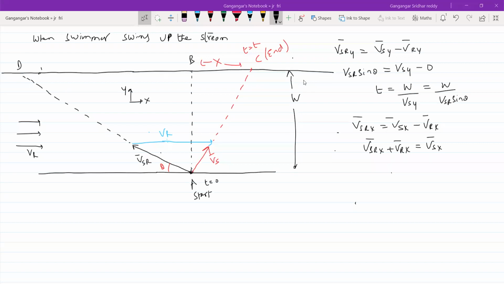VSRX. So what do you write? VSR cos theta. Why the negative sign? You can put the convention, plus VR equal to this. So the drift is given by this one. So substitute here VR minus VSR cos theta. What is T?